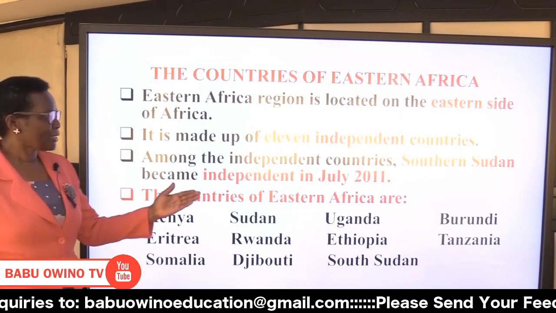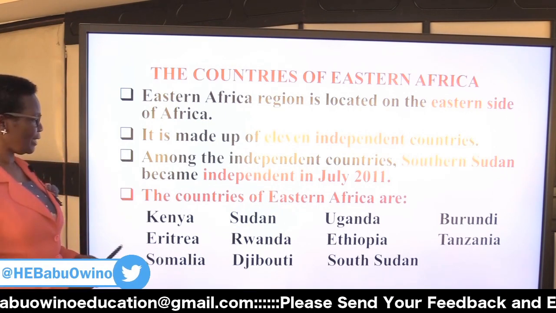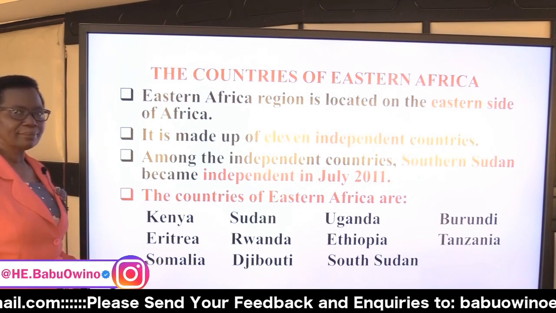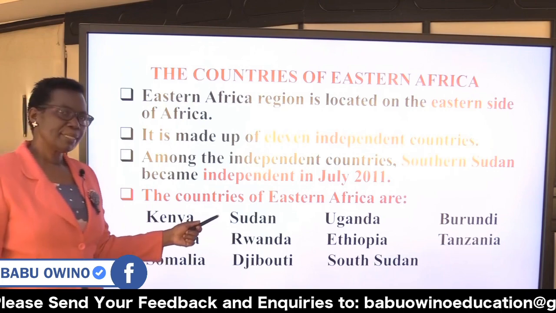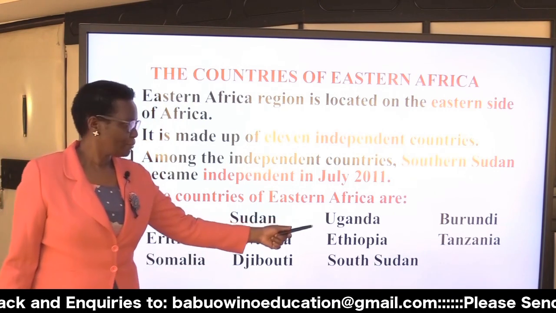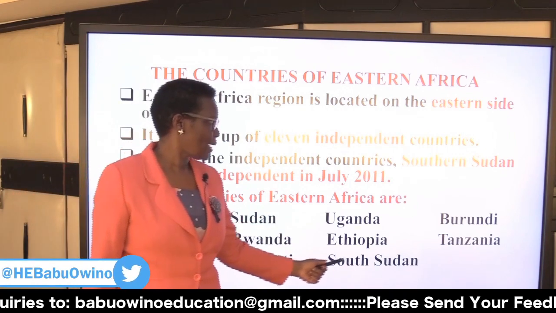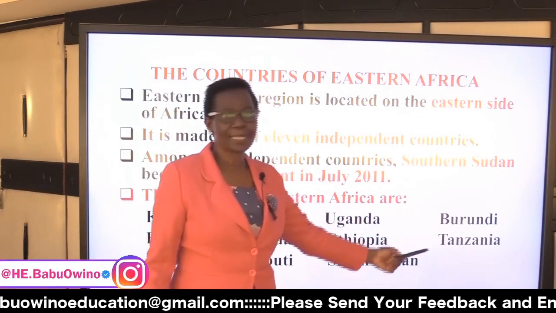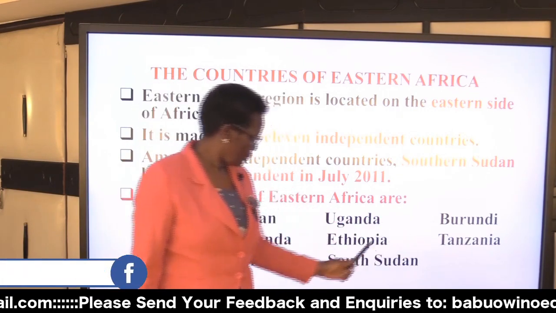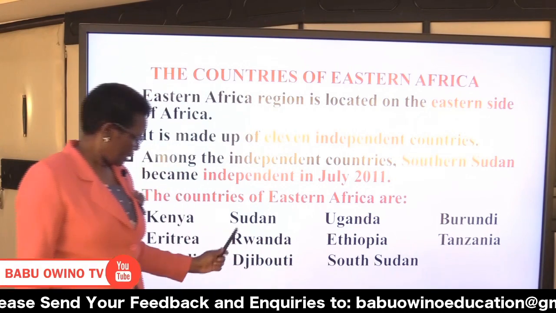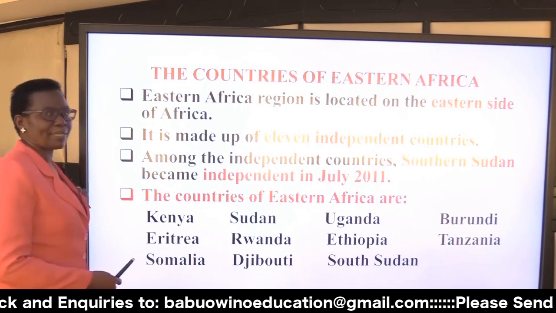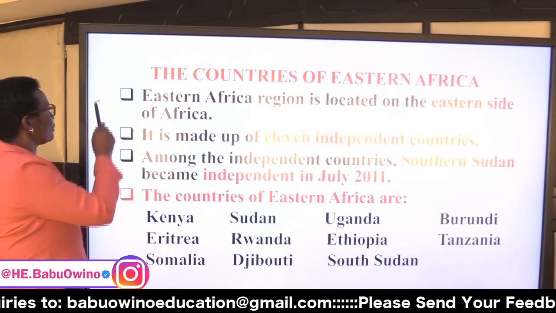So the countries of Eastern Africa are Kenya, Eritrea, Somalia, Sudan, Rwanda, Djibouti, Uganda, Ethiopia, South Sudan, Burundi, Tanzania. When you count them, they are 11. 1, 2, 3, 4, 5, 6, 7, 8, 9, 10, 11. So those are the countries which make the Eastern African region.